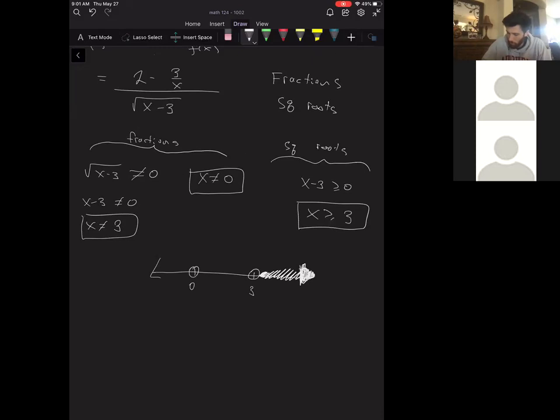So nothing else is okay. Everything else will give us a problem. So again, we're not allowed to be 3 and we're not allowed to be 0. So we get rid of those. And we also have to be bigger than or equal to 3. So this over here is bigger than 3.